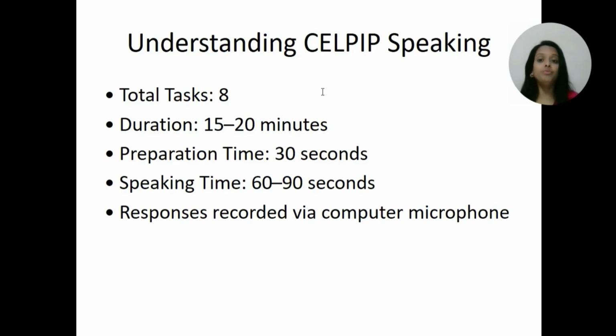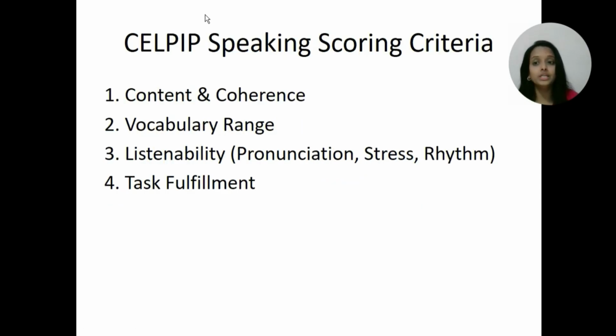This means the system evaluates your response based on four major scoring areas. The speaking scoring criteria are: first, content and coherence; second, vocabulary range; third, listenability; and the fourth one, task fulfillment. Content and coherence means how logically your ideas are organized. Vocabulary range is the variety of vocabulary that you use. When it comes to listenability, your pronunciation, stress, and rhythm come into the picture. And finally, task fulfillment: did you answer exactly what the question asked?